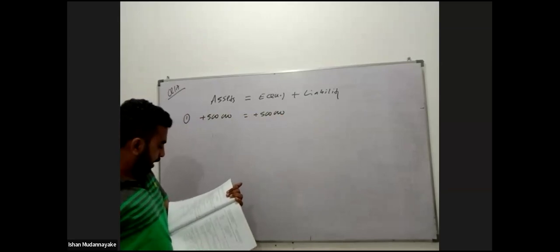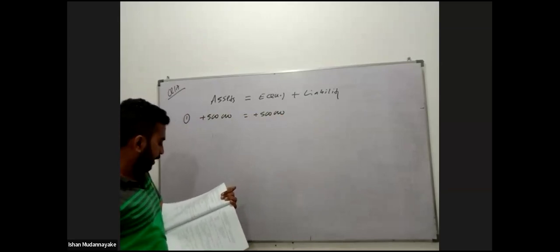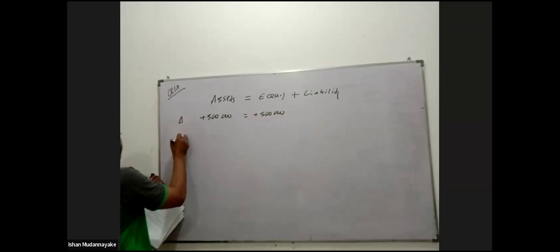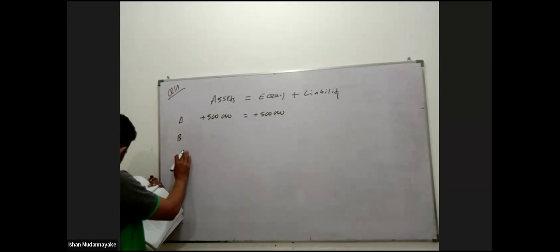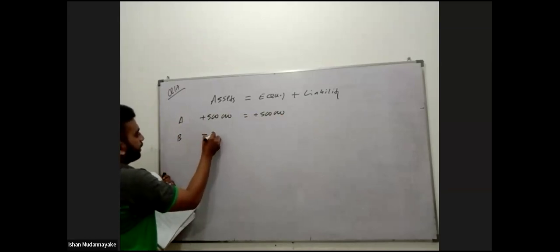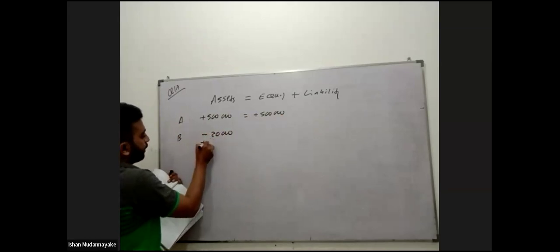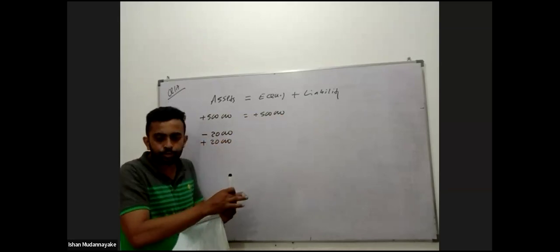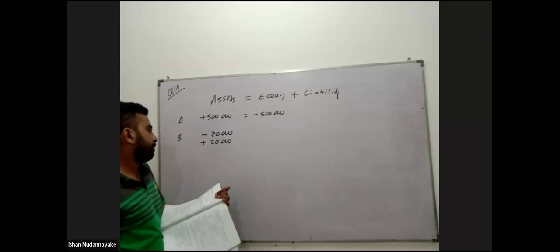Right. Second one. Purchase of goods on cash, 20,000. If the business purchases goods on cash basis, cash decreased by 20,000, stock increased by 20,000.